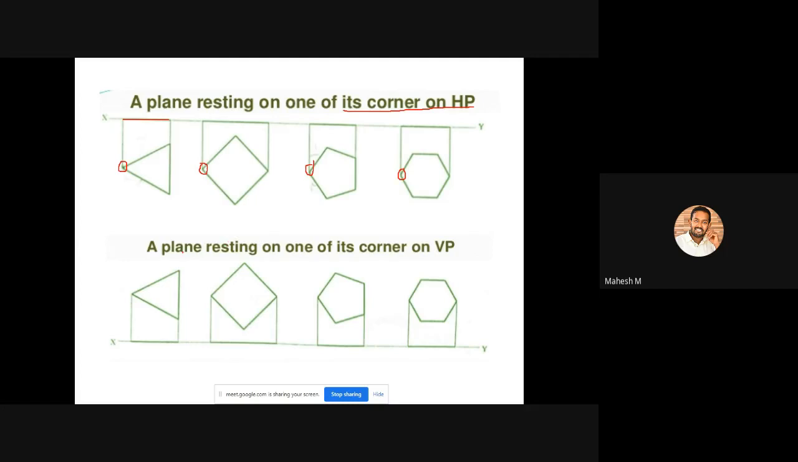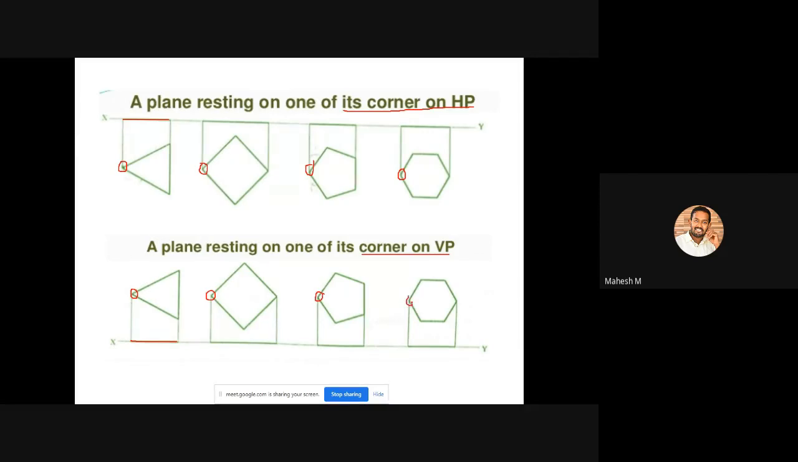So the fourth condition is a plane resting on one of its corners on VP. Since it is on VP, you can create your top view exactly on this reference line, and with that, it is a corner. It's corner on VP. So the left side of your diagram should be a corner.